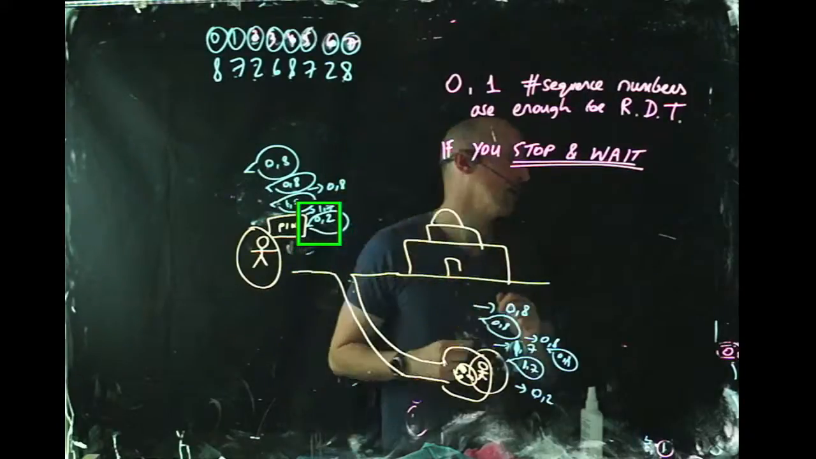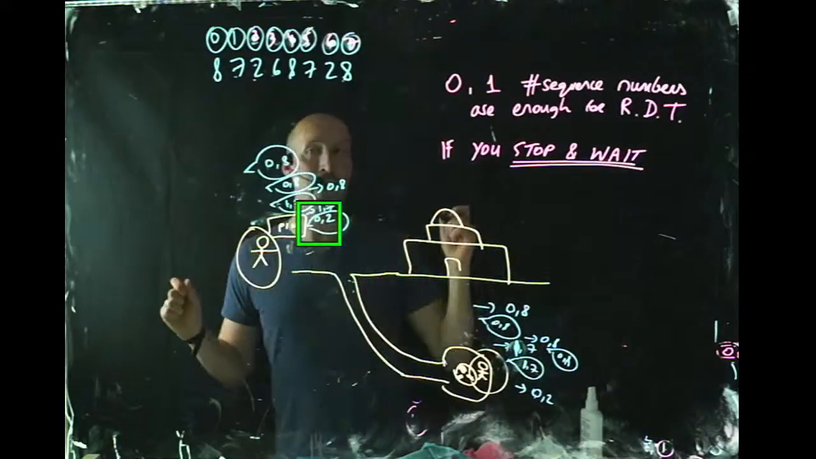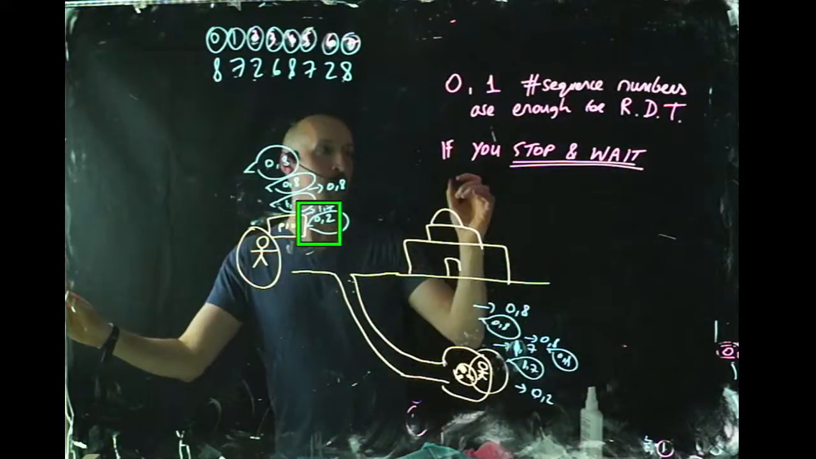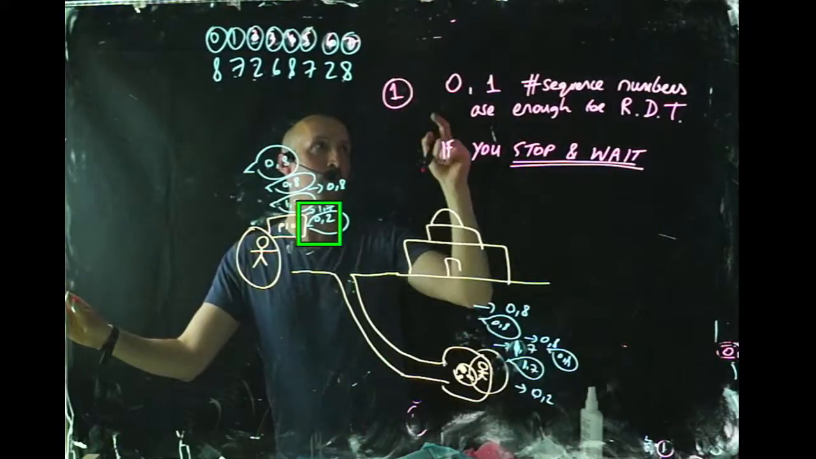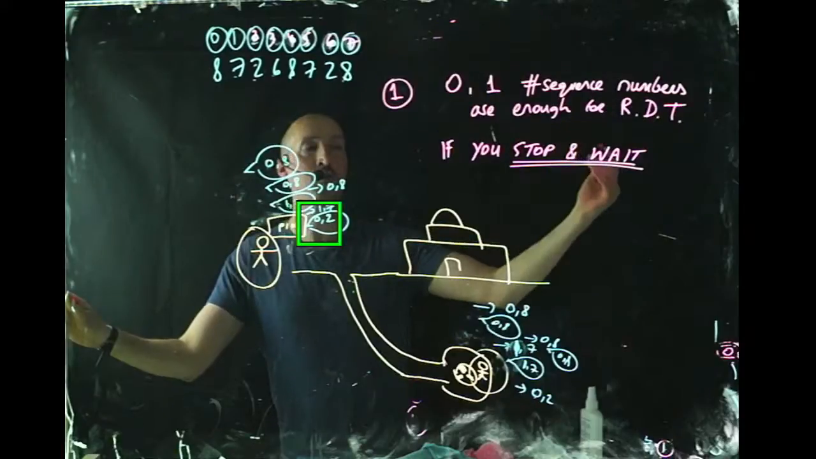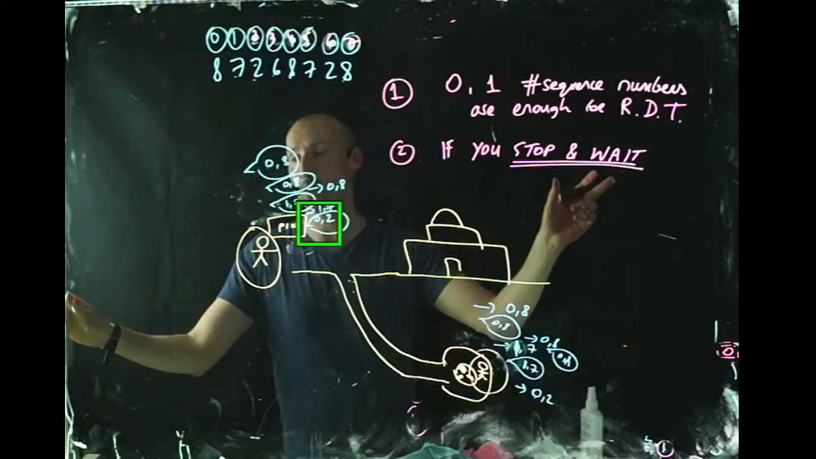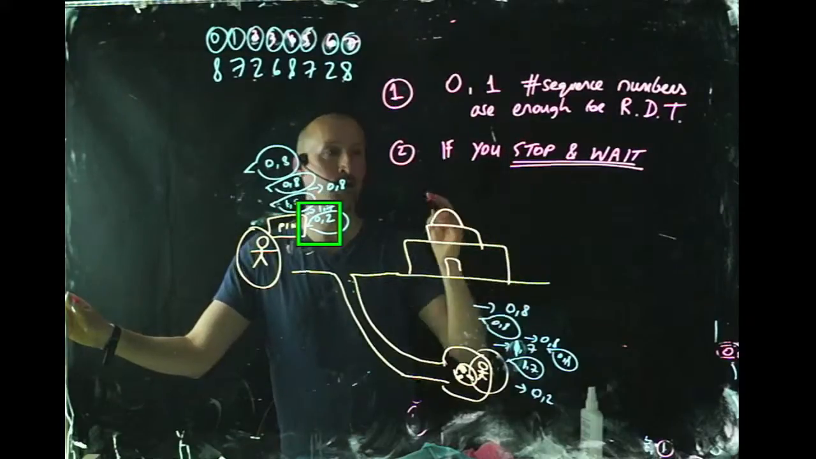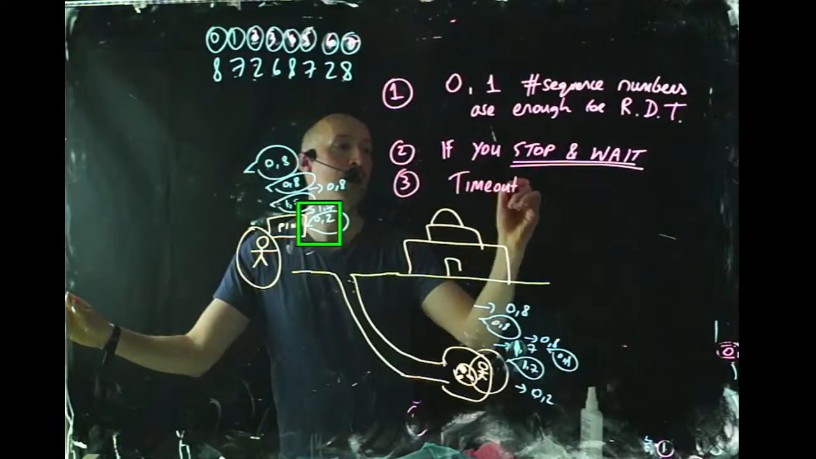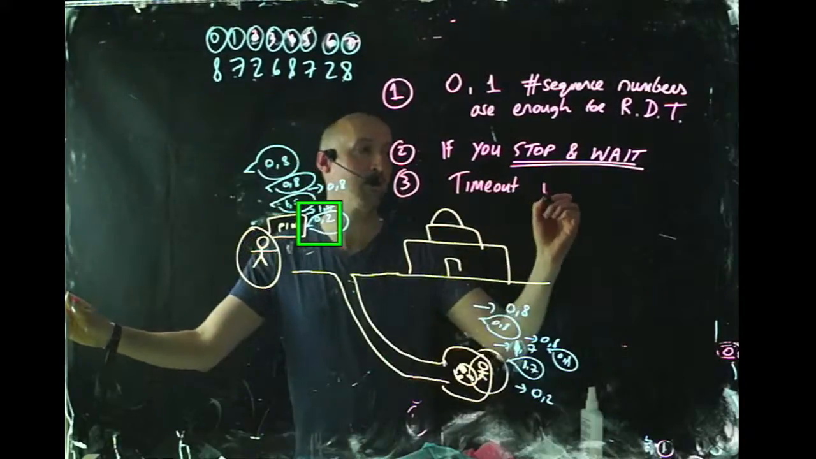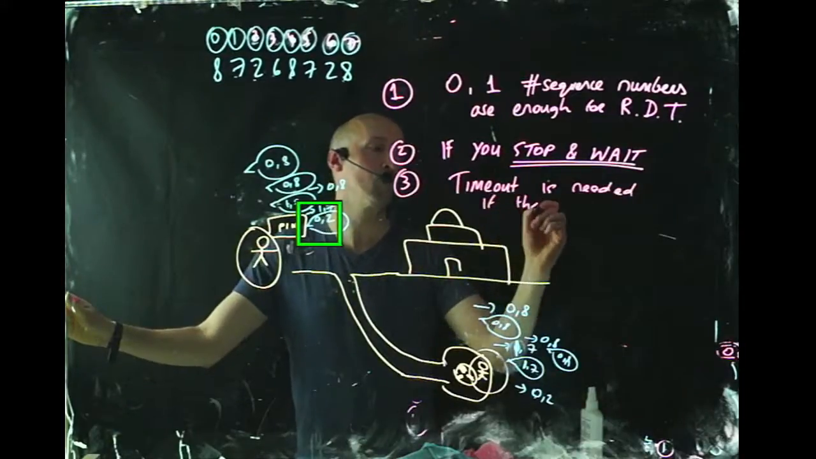Okay, the other big thing there was, there's a few other things to come in here. So I'm just going to make a note of a few big things here. So number one, 0 and 1 are enough sequence numbers to use with our messages. Number two, so long as we're willing to stop and wait every time we send something, we stop and we wait for an acknowledgement. Number three, timeouts. We need a timeout. It is needed if the channel will drop packets.